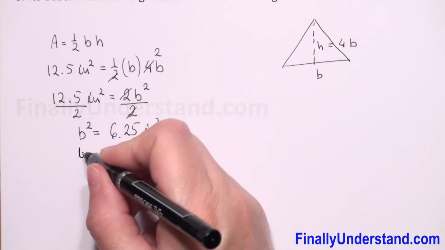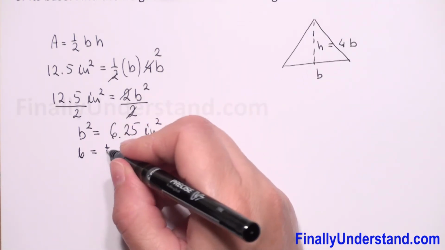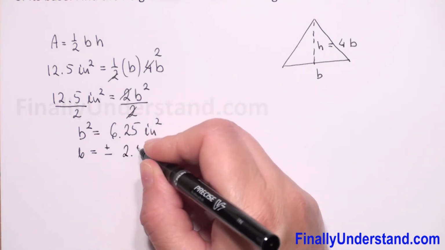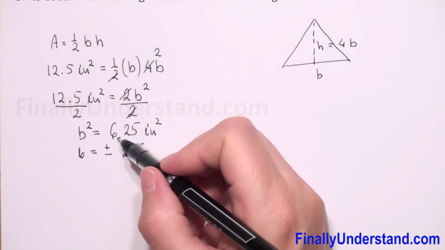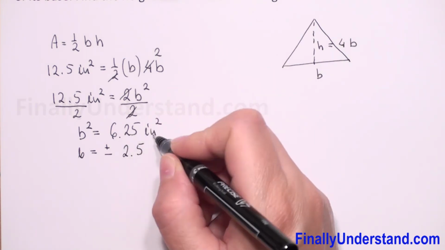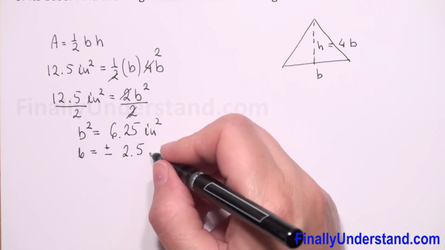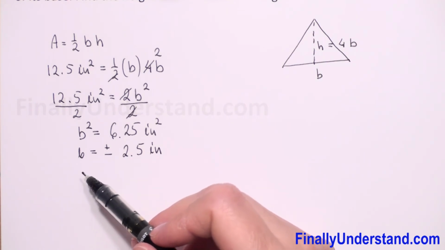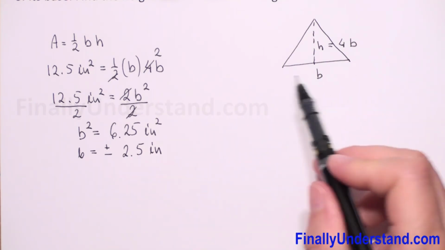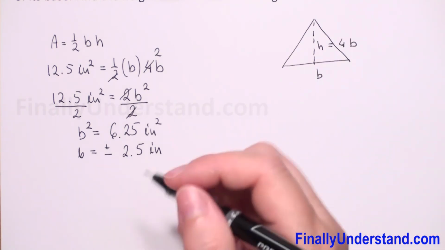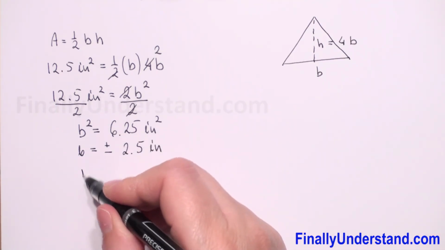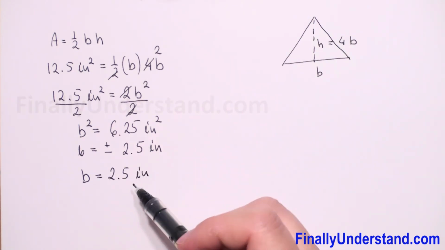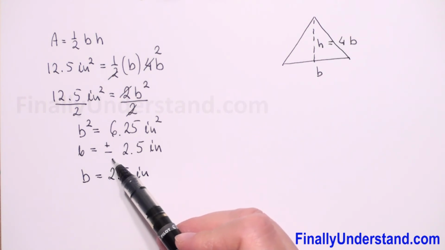So our b is equal to plus or minus 2.5, because the square root of 6.25 square inches is 2.5 inches. Because b is the base, and the length of the base cannot be negative, we have only b is equal to 2.5 inches. We cannot choose a negative value for the base.